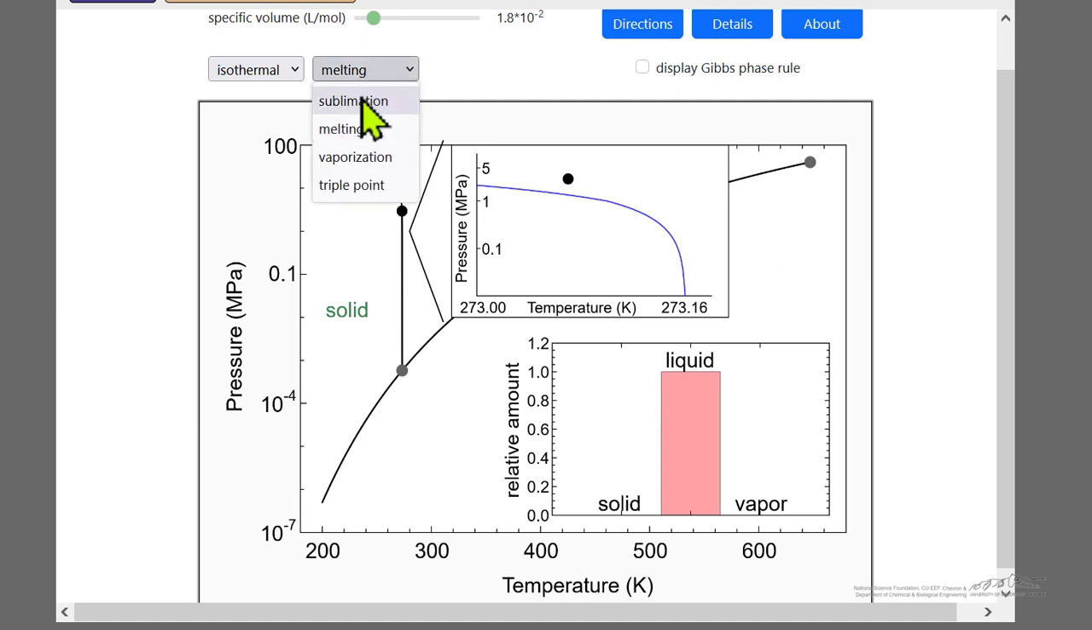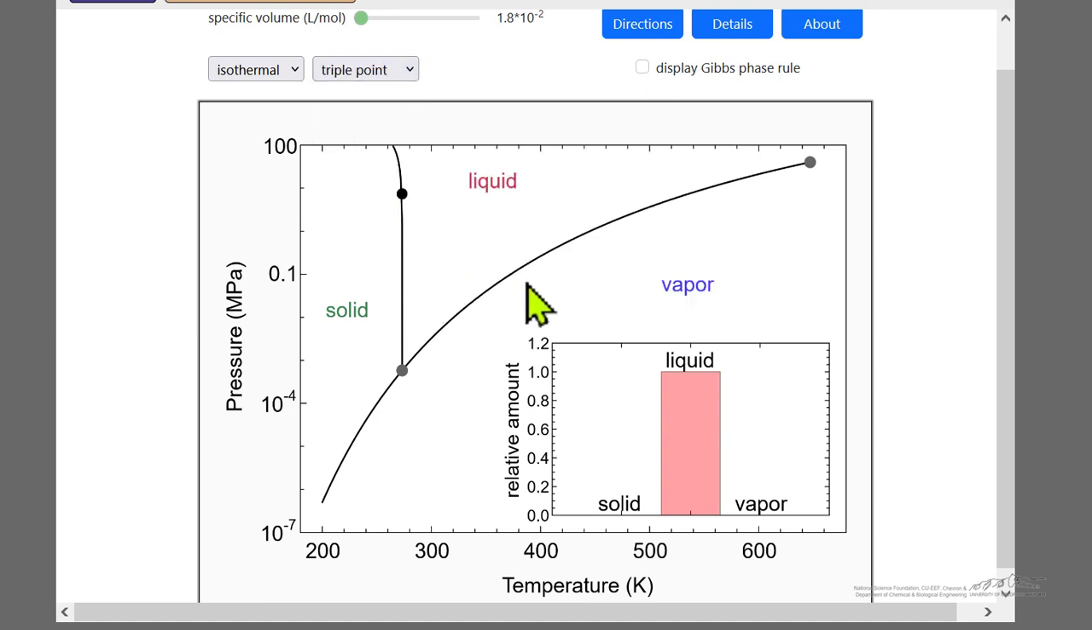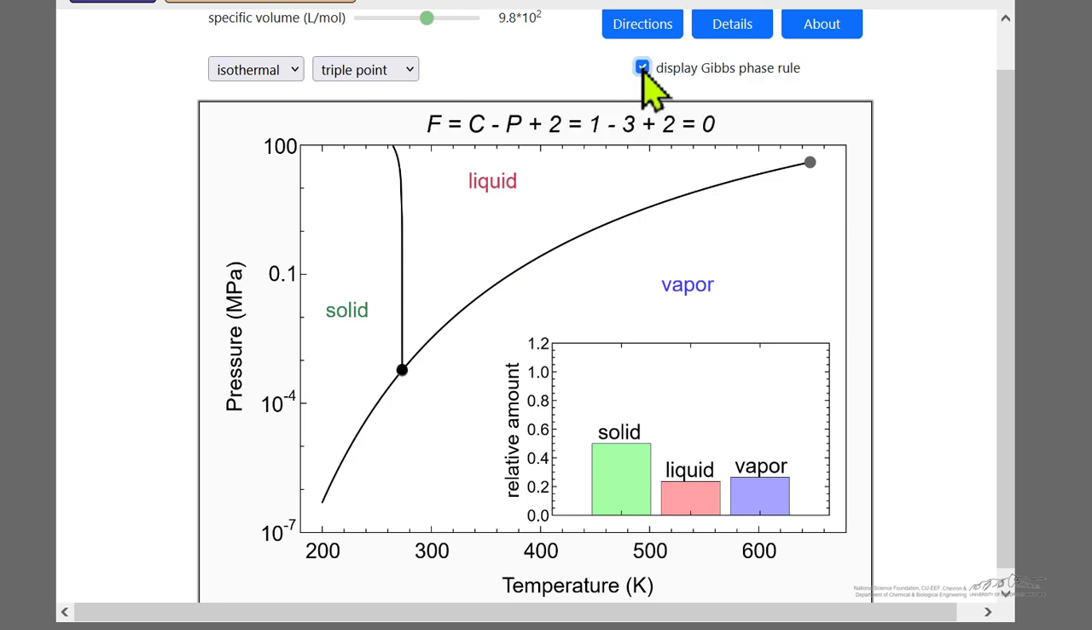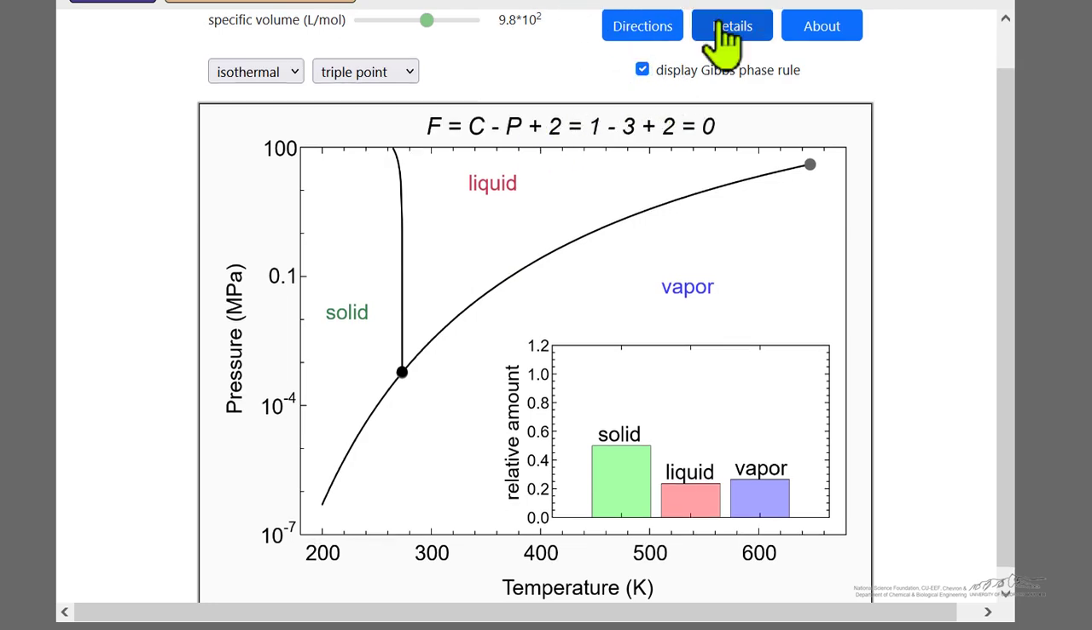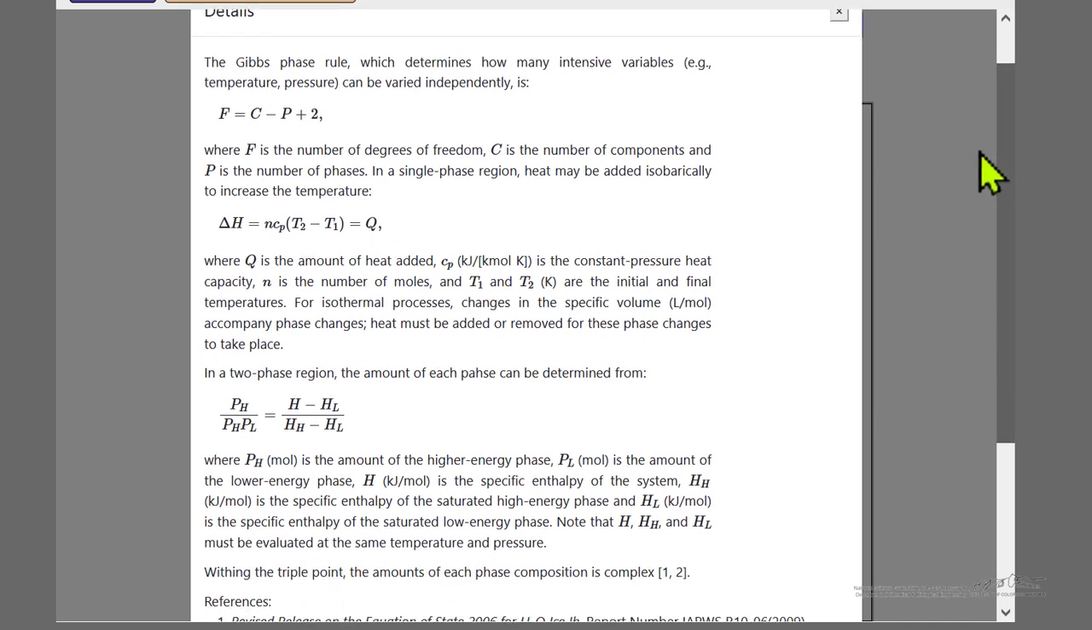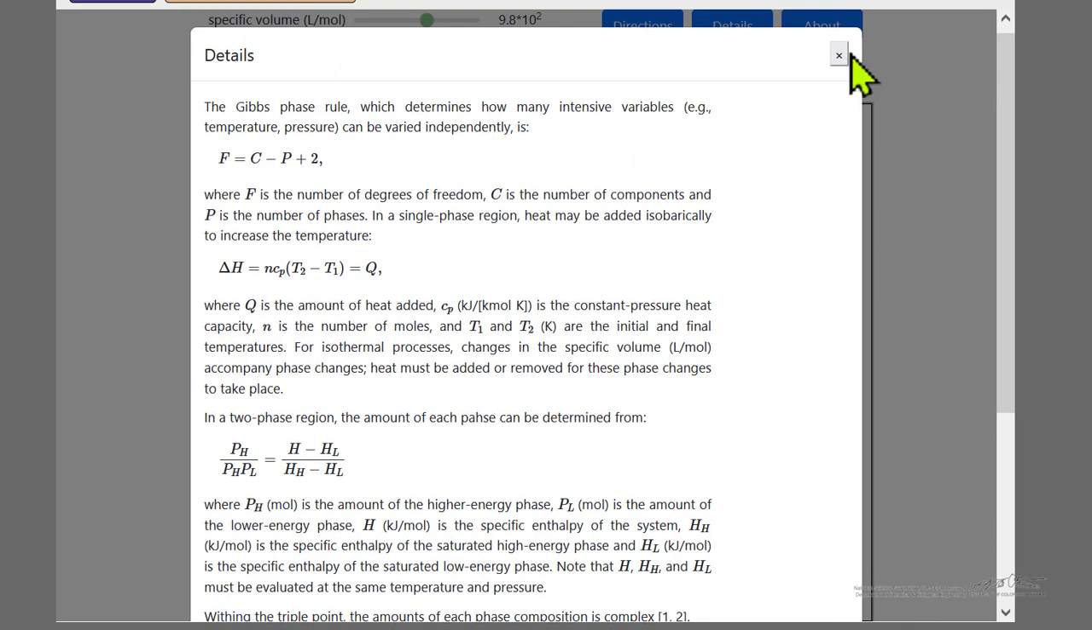So we can pick sublimation, melting, vaporization, or the triple point. The triple point then is where we can have all 3 phases present. The phase rule at the triple point demonstrates this. The details explain the phase rule and the equations that we used.